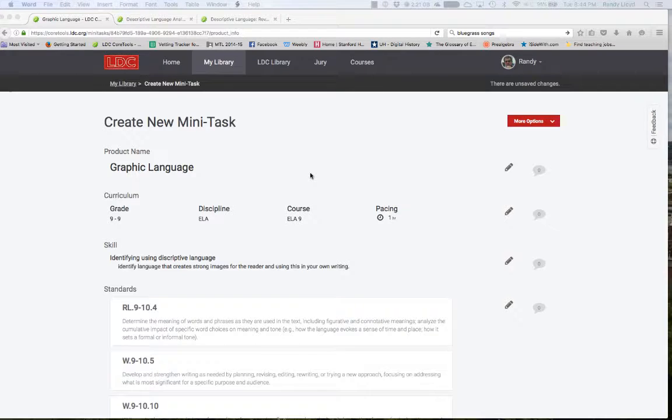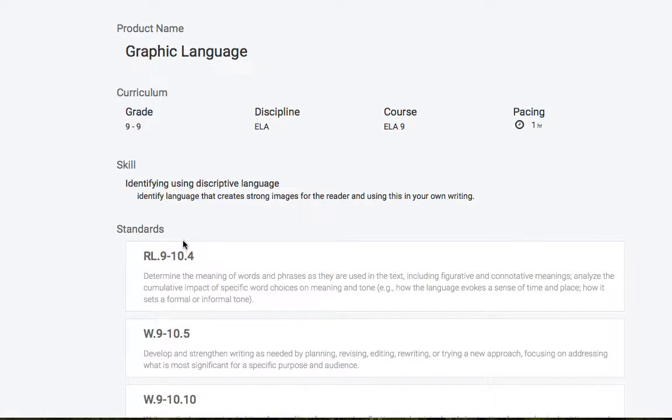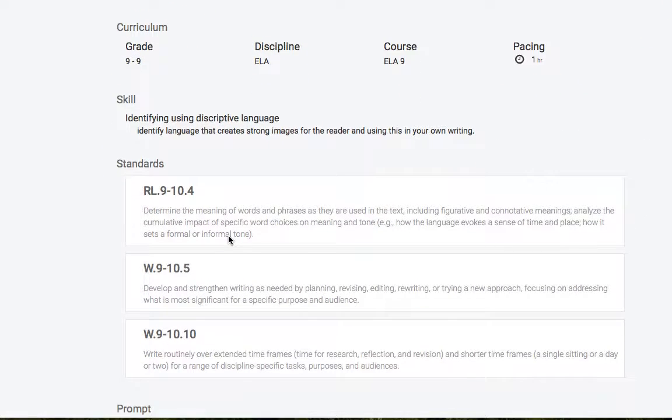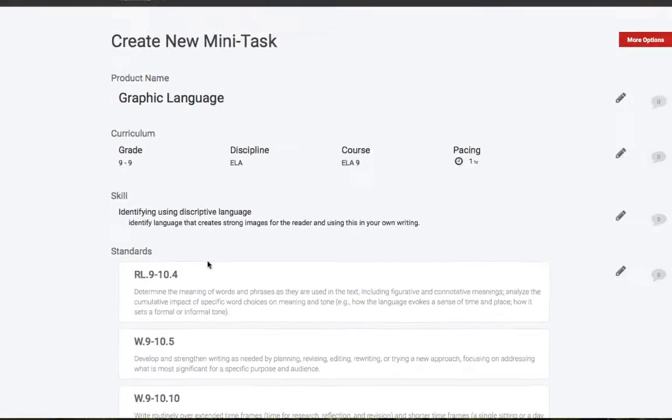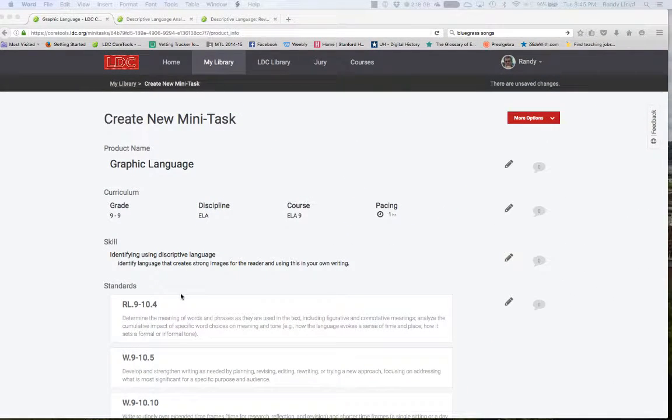Originally, this was done before I became involved with LDC, and rather than using the standards that we see here, I was using the standards from the state of Michigan. So there were some transitions that were going to be made going from one format to the other. But moving it to the LDC format seemed really straightforward to me because I already had my title, Graphic Language.